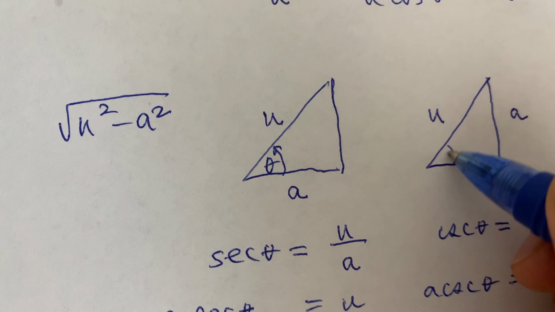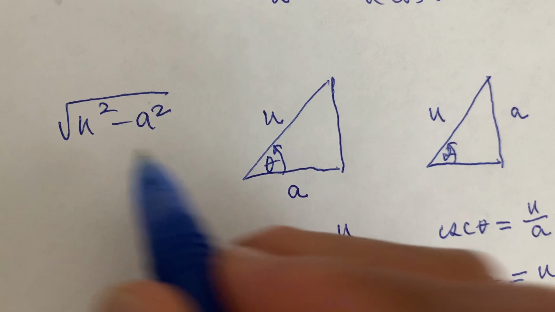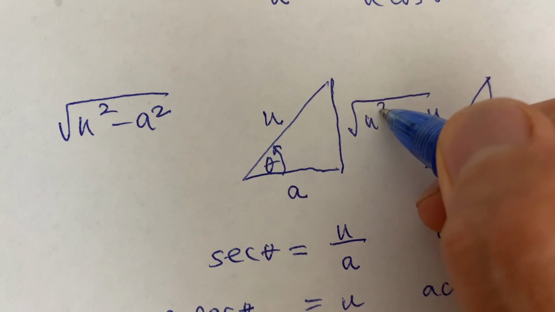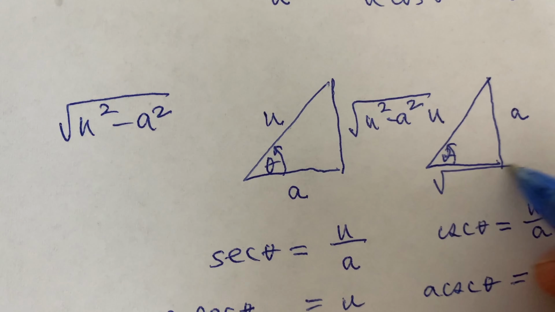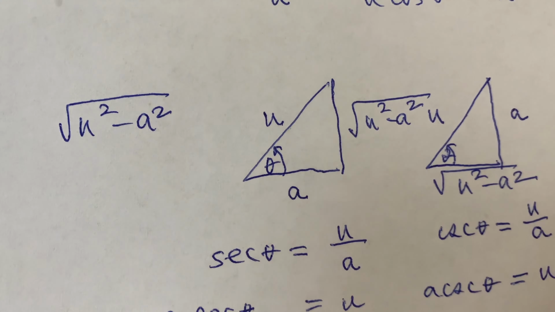Now, what about the other side? Well, that should be the other side. This is going to be u squared minus a squared.